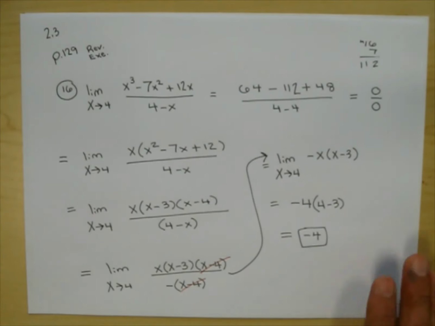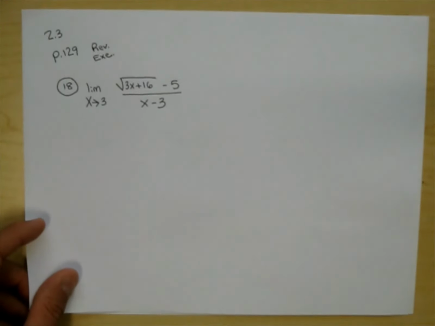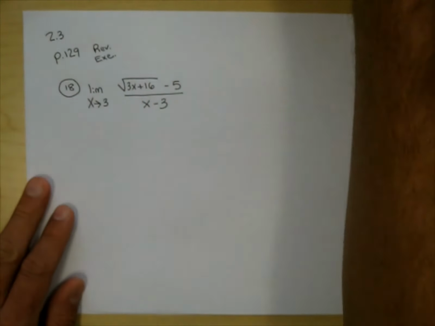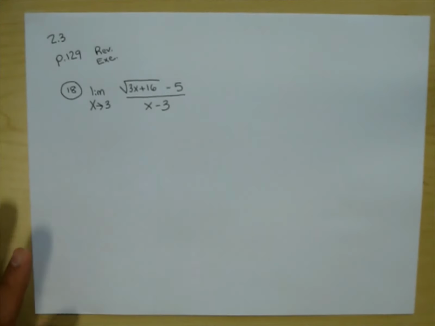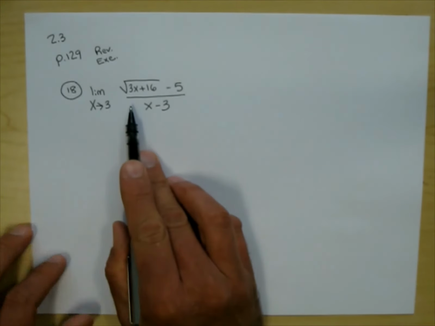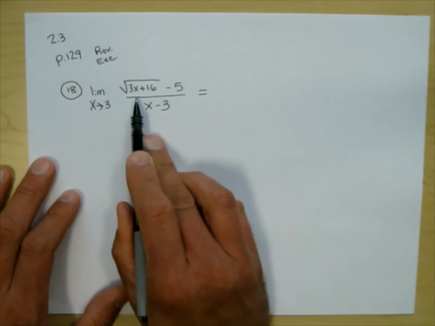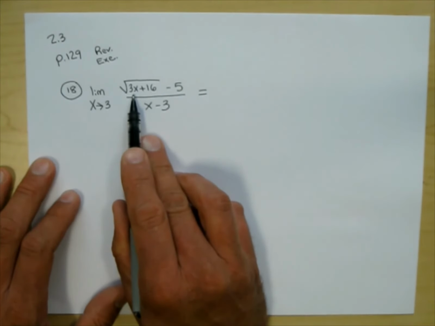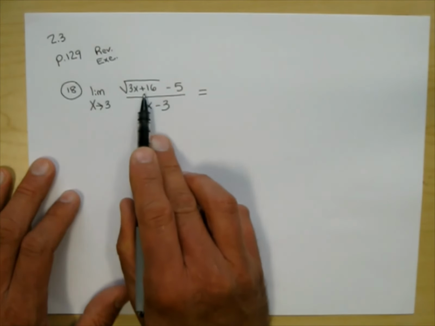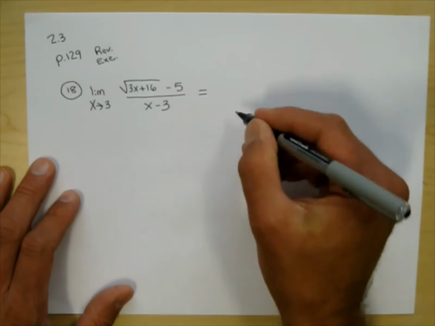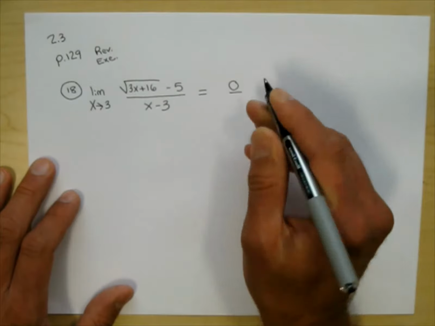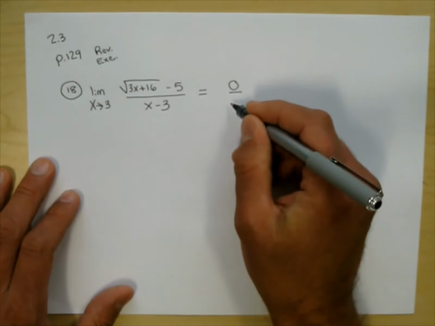Let's go ahead and do another problem from 2.3. Pause the video and see if you can do problem number 18. Okay, problem number 18, I'm going to go ahead and put 3 in there. And so what happens when I put 3 in there? I get 3 times 3 is 9. 9 plus 16 is 25. Square root of 25 is 5. 5 minus 5 is 0 on the top. And on the bottom I get 0.